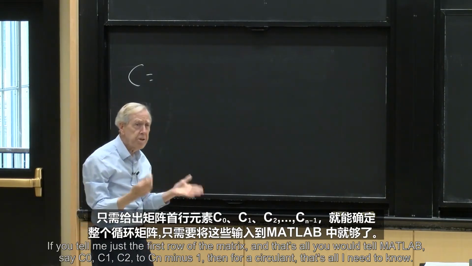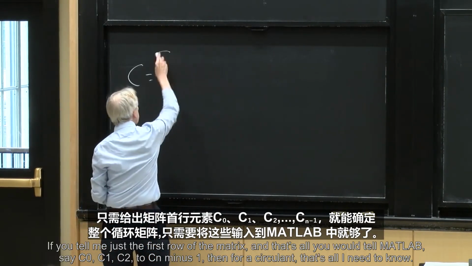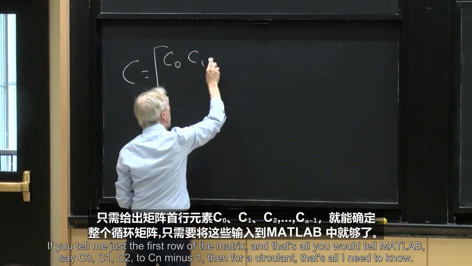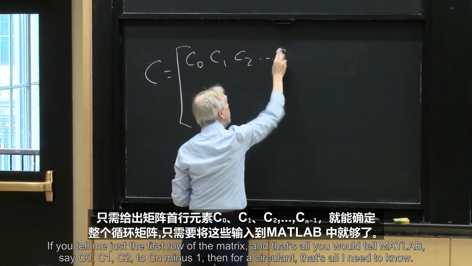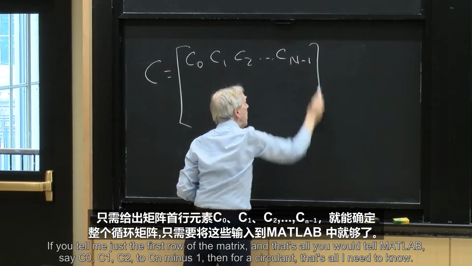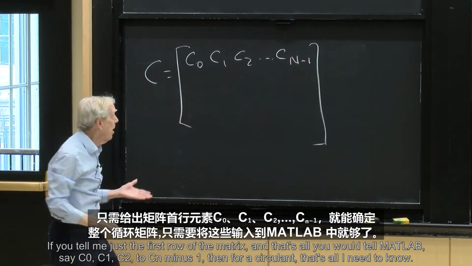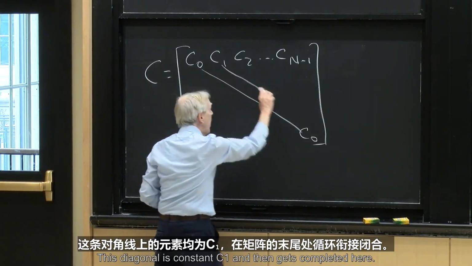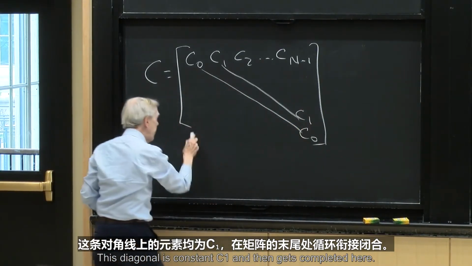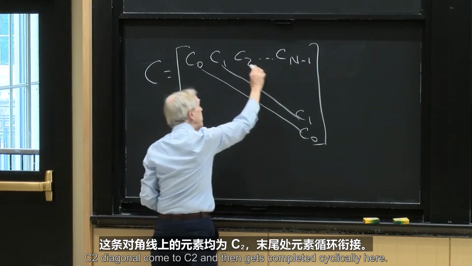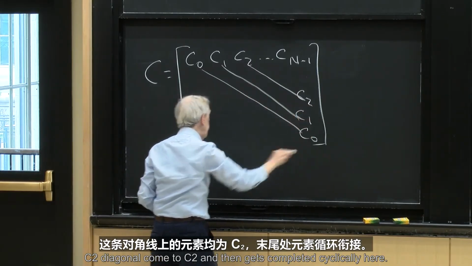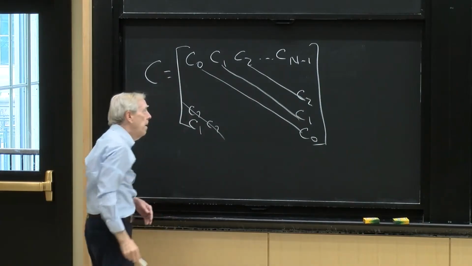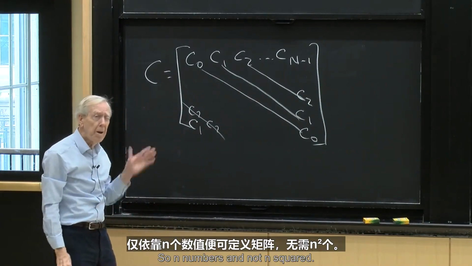If you tell me just the first row of the matrix, and that's all you would tell MATLAB, say C0, C1, C2 to Cn minus 1, then for a circulant, that's all I need to know, because these diagonals are constant. This diagonal is constant C1 and then gets completed here. C2 diagonal comes to C2 and then gets completed cyclically here. So n numbers and not n squared.